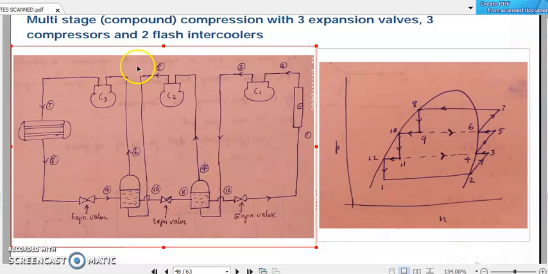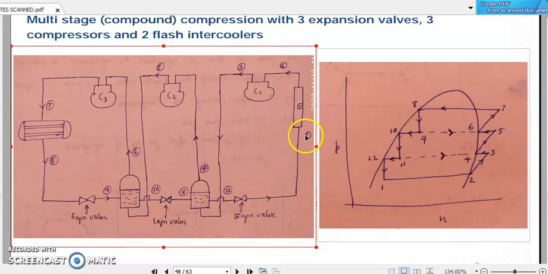Normally in university exams they will ask you to draw and represent the multi-stage vapor compression refrigeration system with, say, 3 compressors and 2 flash intercoolers, or 4 compressors and 3 flash intercoolers, like that. So first of all, let us look at the diagram.